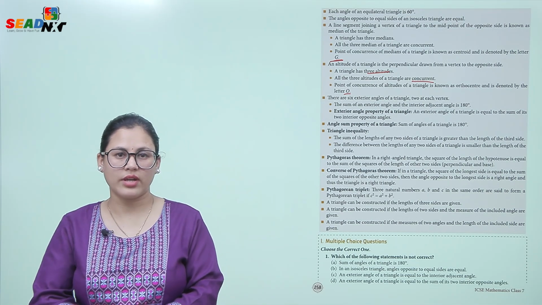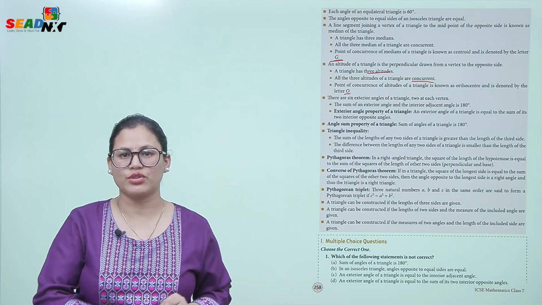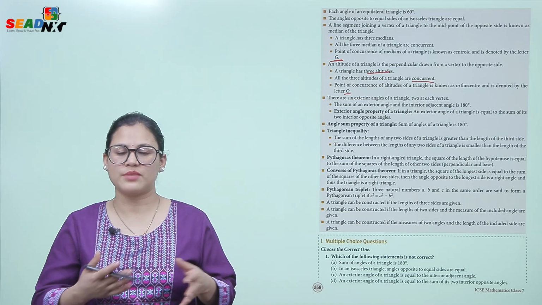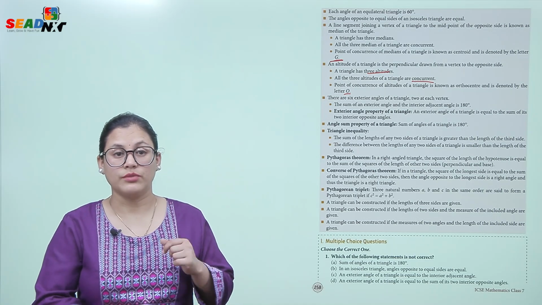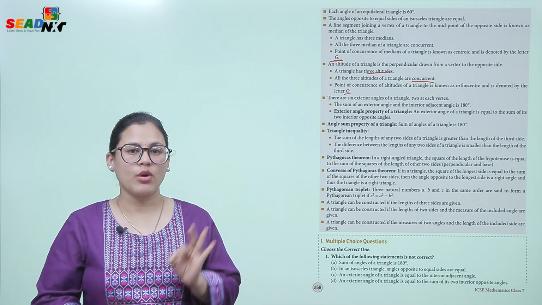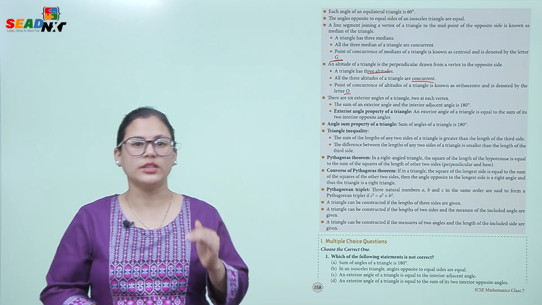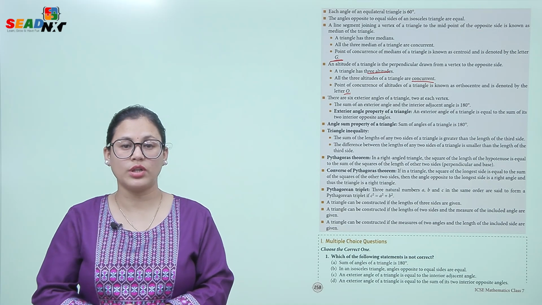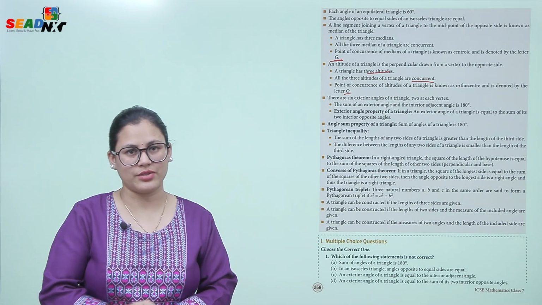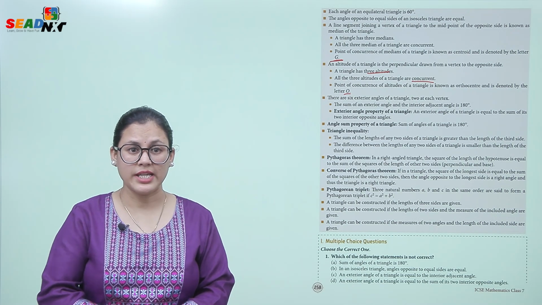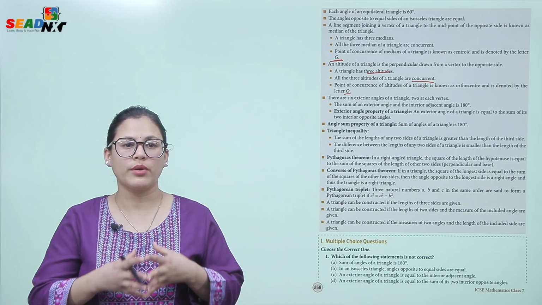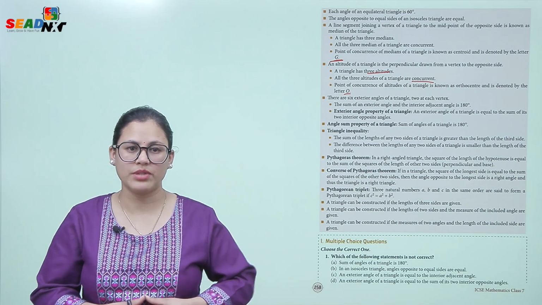In a right-angled triangle, the square of the length of the hypotenuse is equal to the sum of the squares of the lengths of the other 2 sides, that is, perpendicular and base. Converse of Pythagoras theorem. If in a triangle, the square of the longest side is equal to the sum of the squares of the other 2 sides, then the angle opposite to the longest side is a right angle and thus the triangle is a right triangle. Pythagorean triplet. 3 natural numbers a, b and c in the same order are said to form a Pythagorean triplet if c square is equal to a square plus b square.